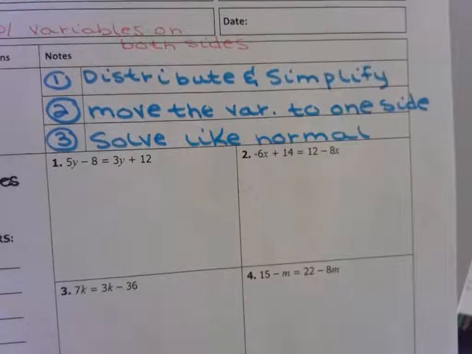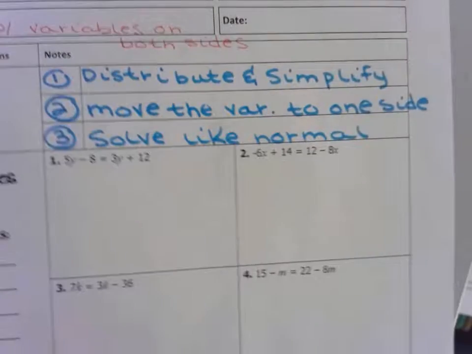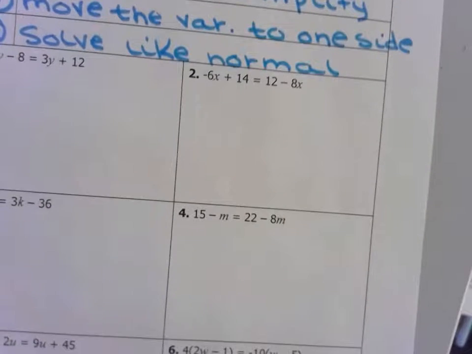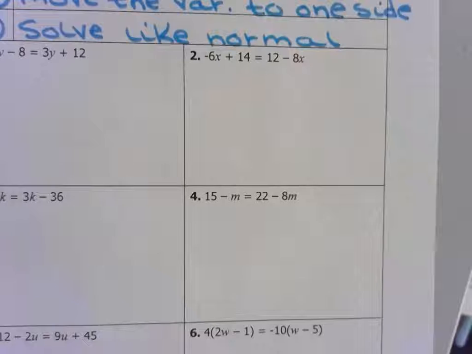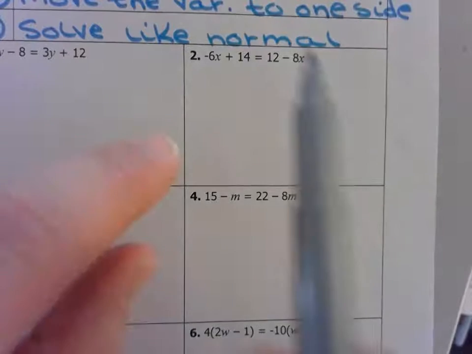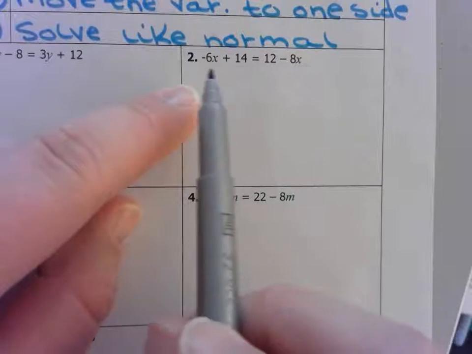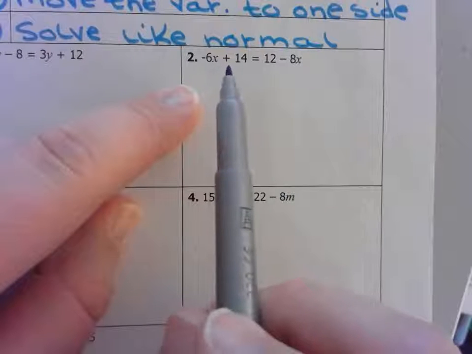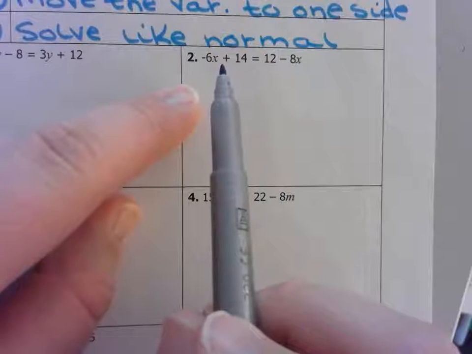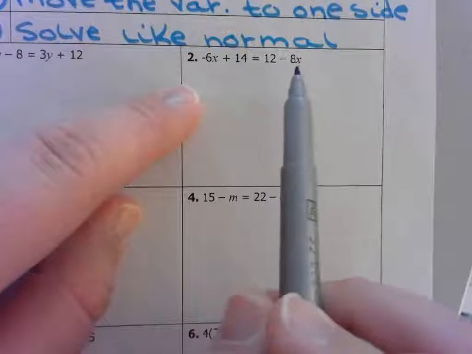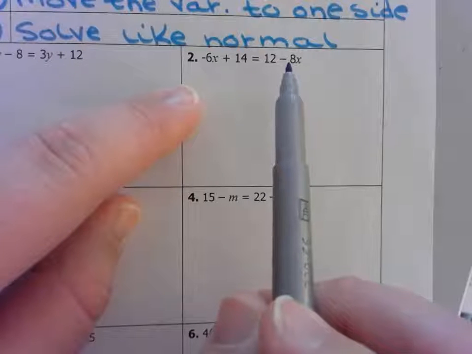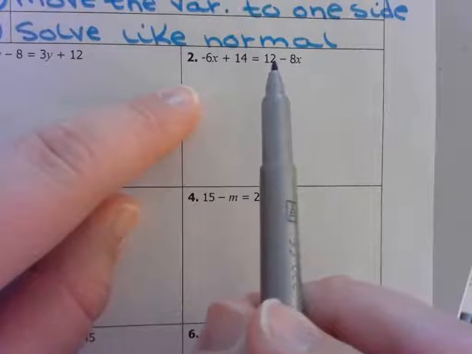Okay, let's look at number 2. As I look at number 2, first step, do I have to distribute? No, there's no parentheses. There's nothing being multiplied by parentheses. Is there anything to simplify? Look at your left and right side. Is there anything to combine on the left side? No, it's just negative 6x plus 14. On the right side, can I combine anything? No, so it's already distributed and simplified.